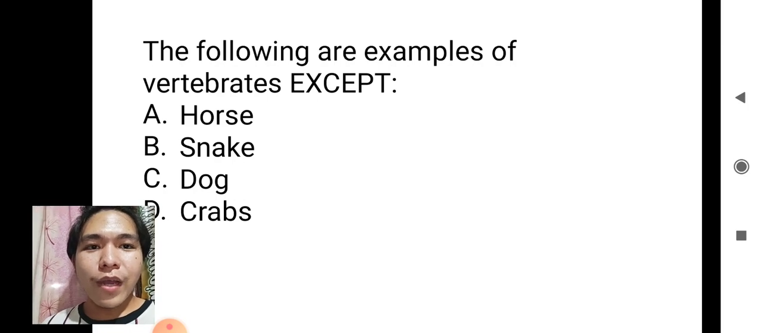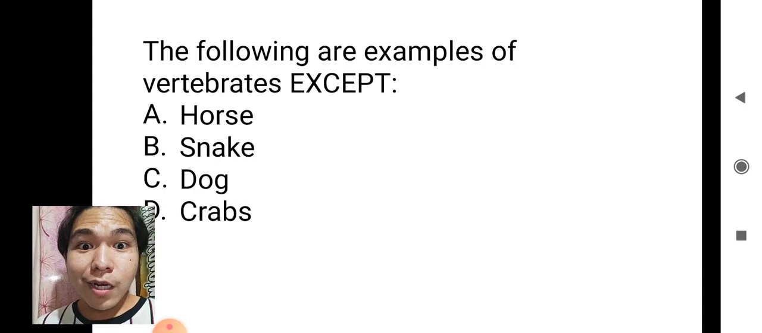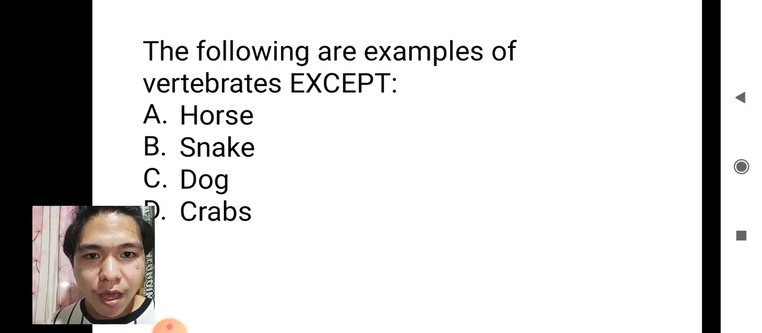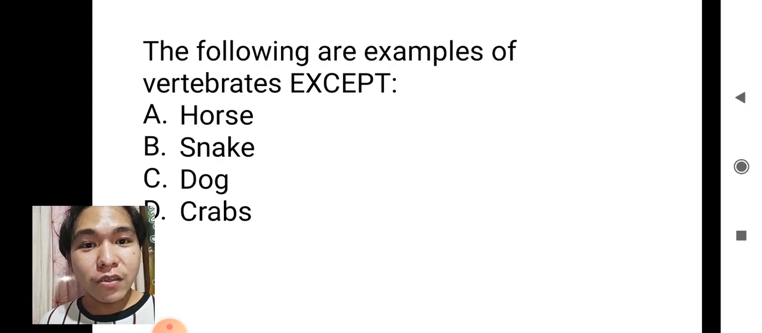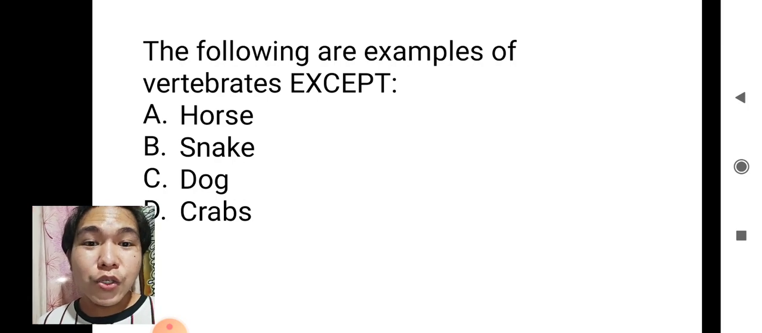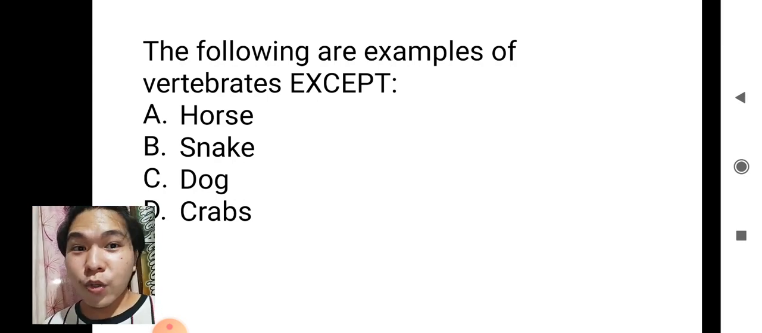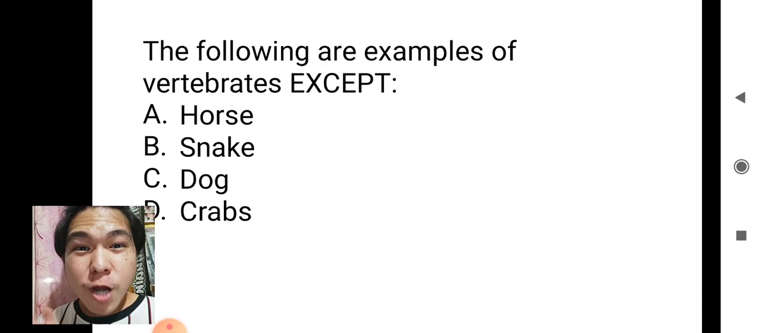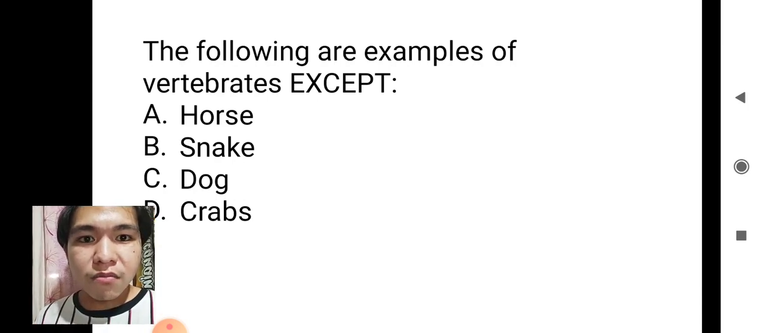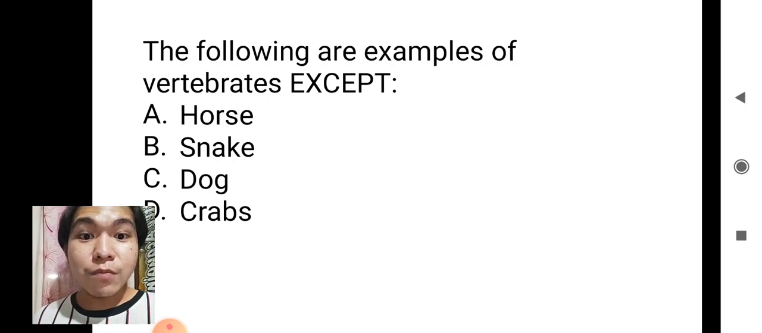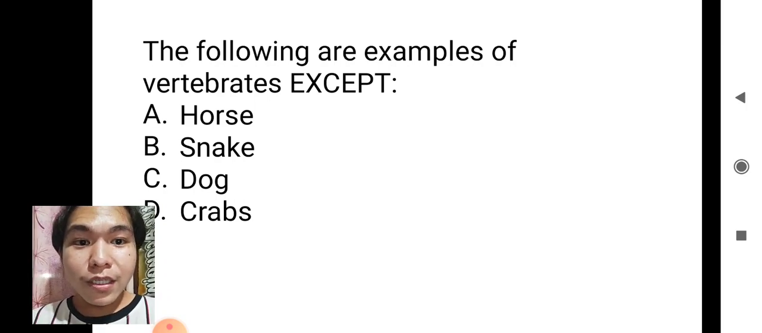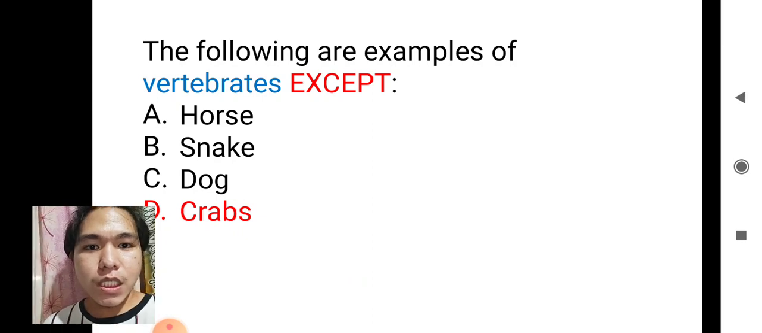Ta-dang! So, the correct answer is... So, vertebrates. Ano ba yung vertebrates? Alam niyo ba, ang vertebrates ay may backbone, at yung invertebrates, walang backbone. So, ano yung hindi vertebrates dito? Is it horse, snake, dog, or crabs? Sir, ang sagot namin, snake. Pag sure mo dira. The snake has a bone. Ang walang bone lang dito is the crabs.